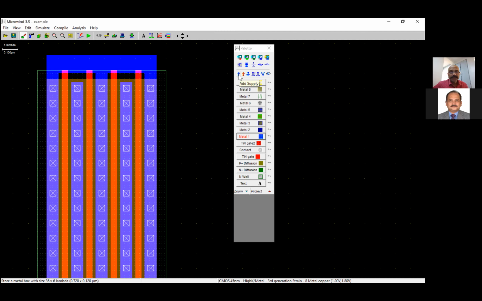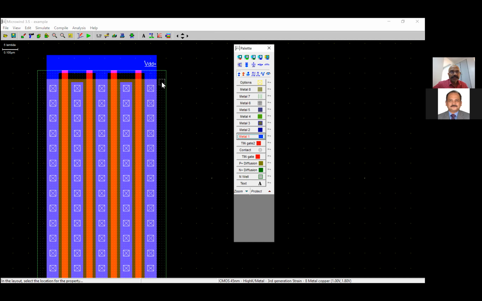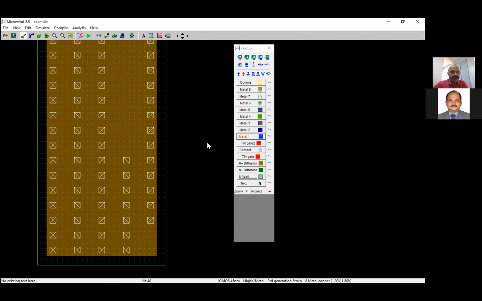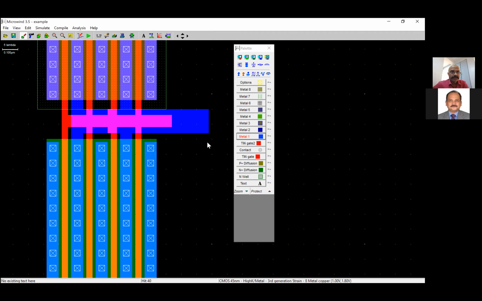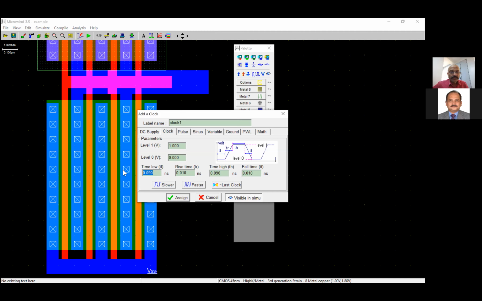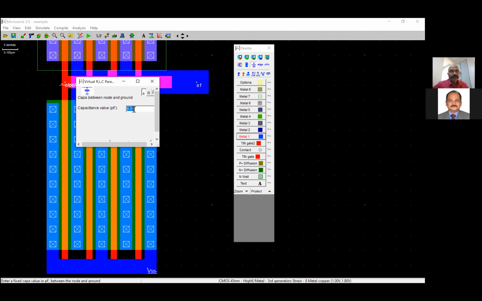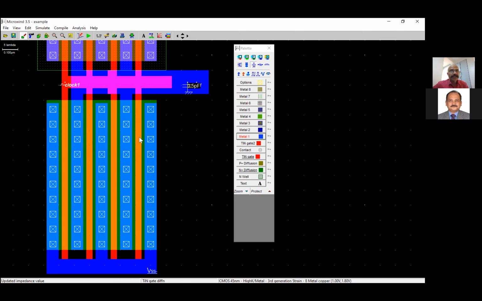Now I just have to bias them. So I take a VDD supply for the metal one, a VDD supply for the anvil, just drop it on the anvil, don't drop it anywhere else. Then I take the ground and connect it with the NMOS terminal. Then I take a square clock, apply it to the gate, and make it 1 nanosecond and 1 nanosecond. And this is the node I want to observe, S1, let's say. And a capacitor of 0.5 picofarad, I think, or 0.05, 0.5. Yeah, okay.